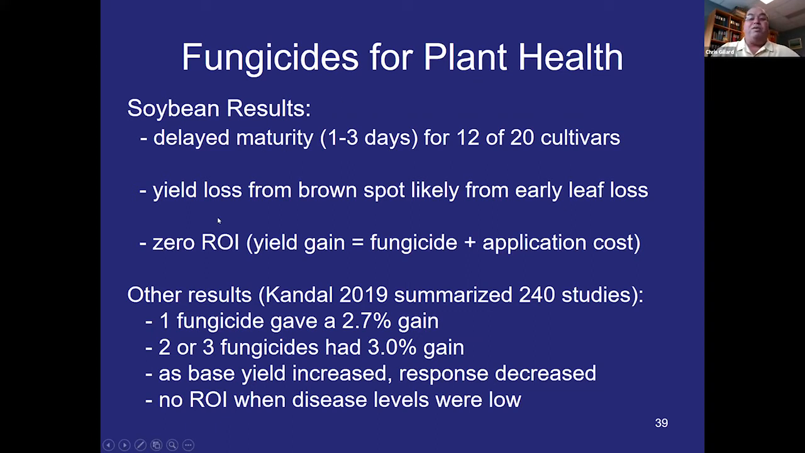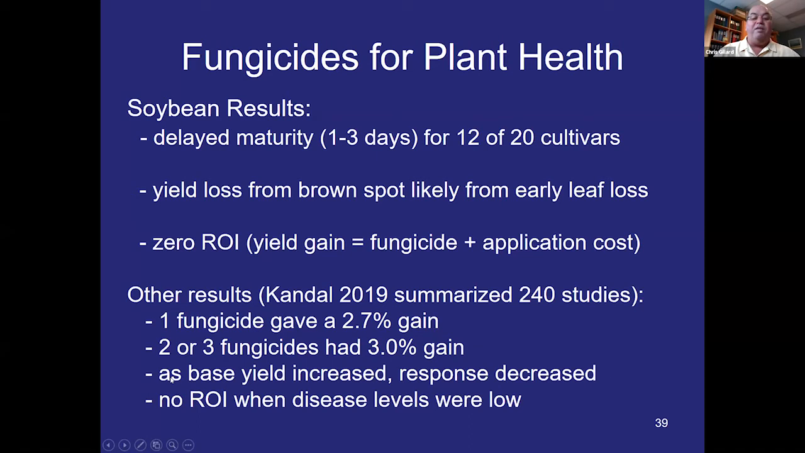So how does that compare to the rest of the world? The best results I could find was Candle et al. in 2019, where they did a meta-analysis, 240 studies across the US and Canada in soybeans. And they found that one fungicide gave them about a 2.7% yield gain, and that was likely a strobilurin fungicide. When they looked at a combination of fungicides, 2 or 3, they got a slight bump up to a 3% gain.